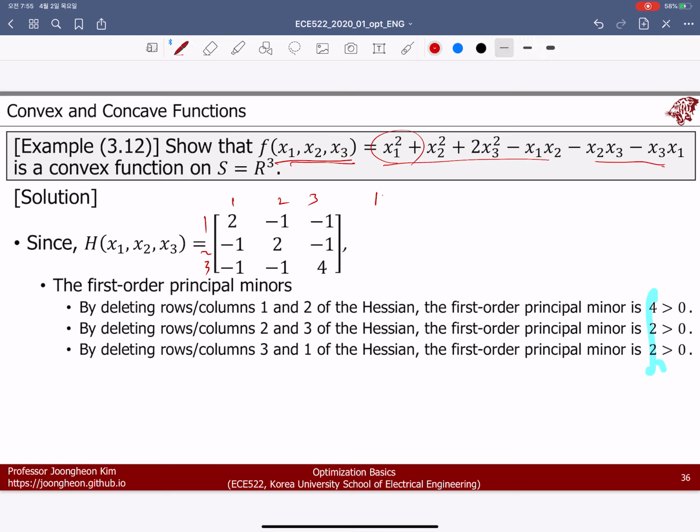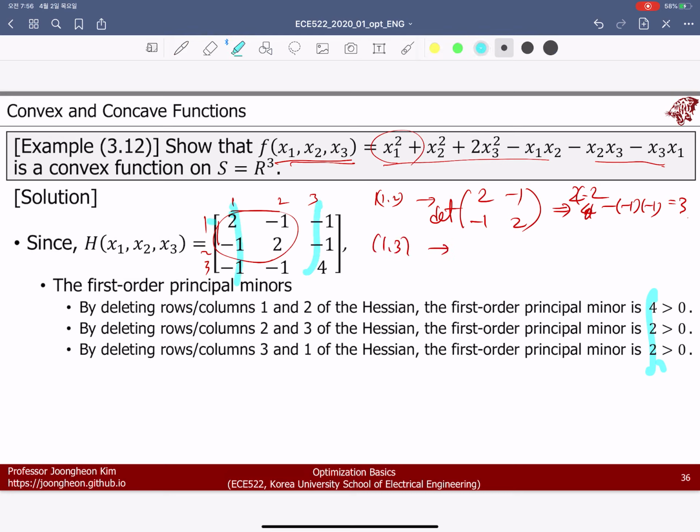That's why you can take 1 and 2, then this matrix is 2, minus 1, minus 1, 2. So you have to take the determinant of this one. Okay, it becomes 4 minus 1, which is 3. Then you take the 1 and 3. That's why it becomes the determinant of 2, minus 1, minus 1, 4, and then 2 times 4 minus 1, so it's 7.